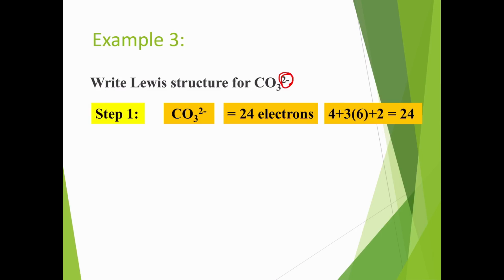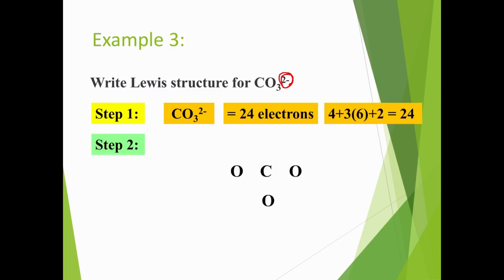I know it sounds silly. People make that mistake all the time. So when we add them up, we have 4 coming from the carbon, 3 times 6 coming from the oxygen, plus 2 coming from the 2- charge, gets us a total of 24 electrons that we can play with.